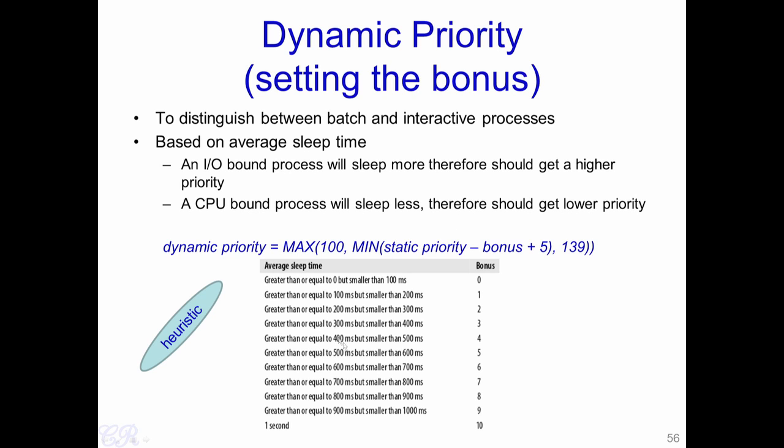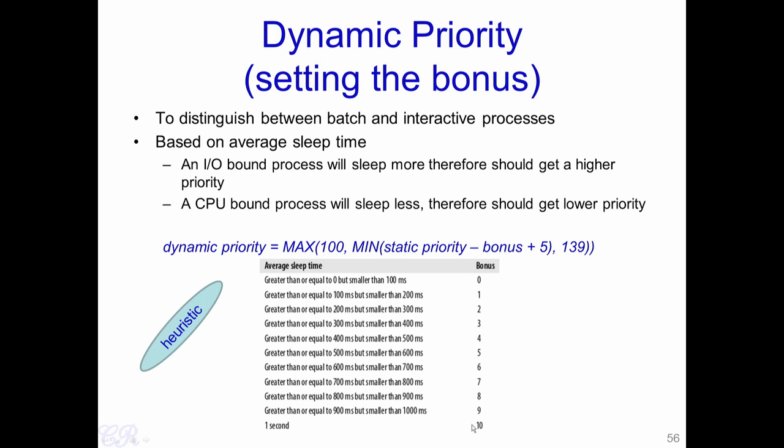If we look at this table, and we see that the average sleep time for a process is greater than 200 but less than 300 milliseconds, it is given a bonus of 2. So, this is just a heuristic and followed as a formula in the kernel. On the other hand, if the process has an average sleep time greater than or equal to 800 milliseconds but smaller than 900 milliseconds, we give it a larger bonus of 8.